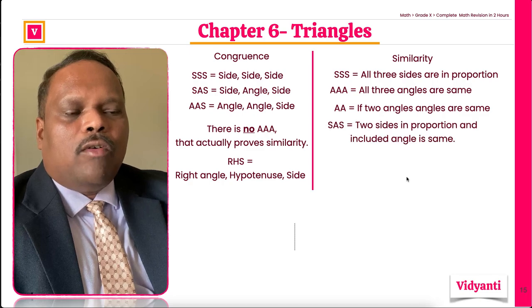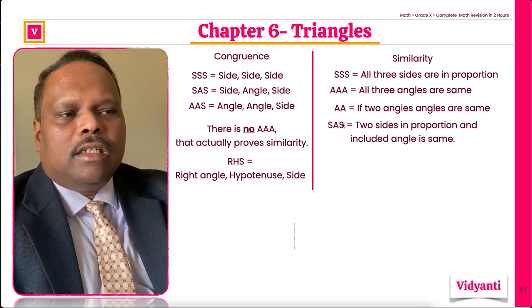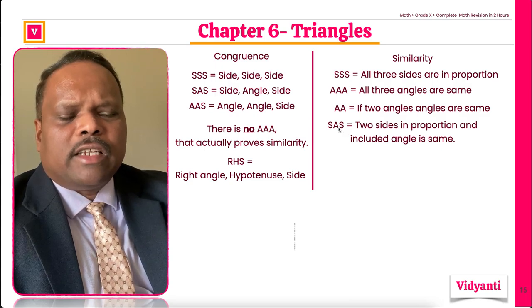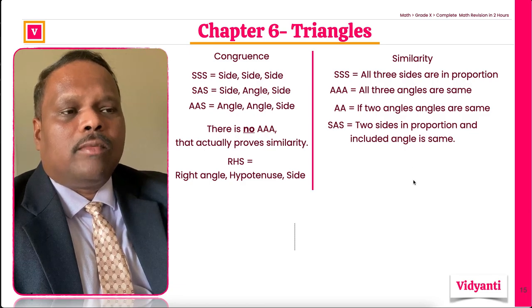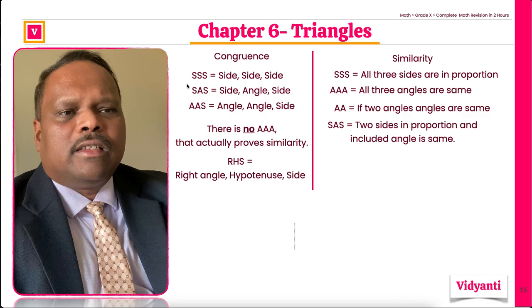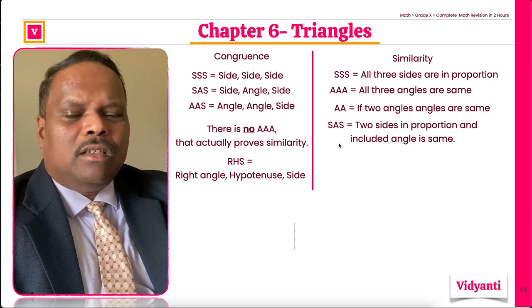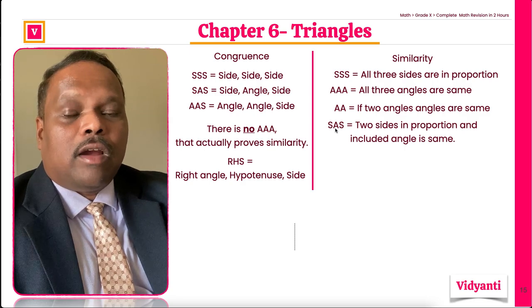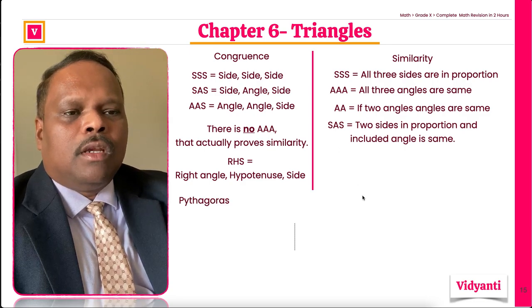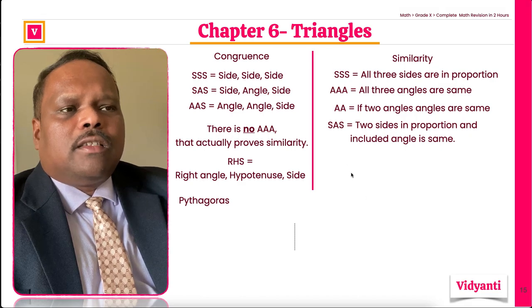Now what if you have a mixture, side, angle, side? That means one side is proportional to the corresponding side, and the included angle is the same. So when it comes to angle, angle has to be the same, but side has to be in proportion. That's the difference between congruency and similarity. You have to be a little bit careful here. People think that this SAS and this SAS are the same. Well, the meaning is the same, but the context is different. Sides have to be proportionate, angles the same, identical.